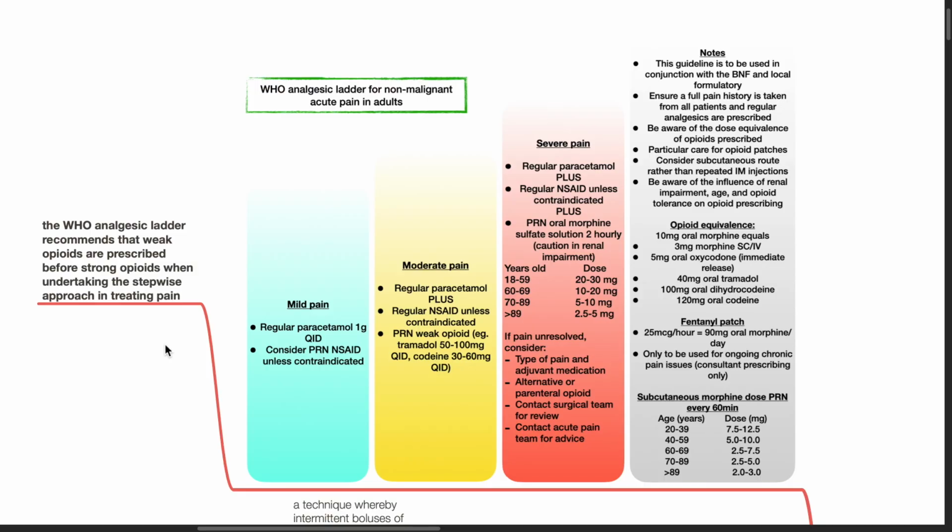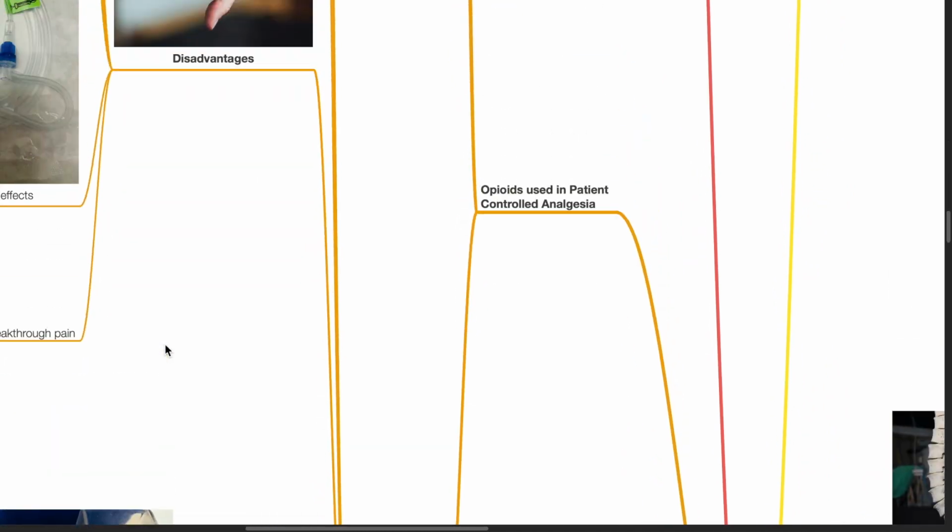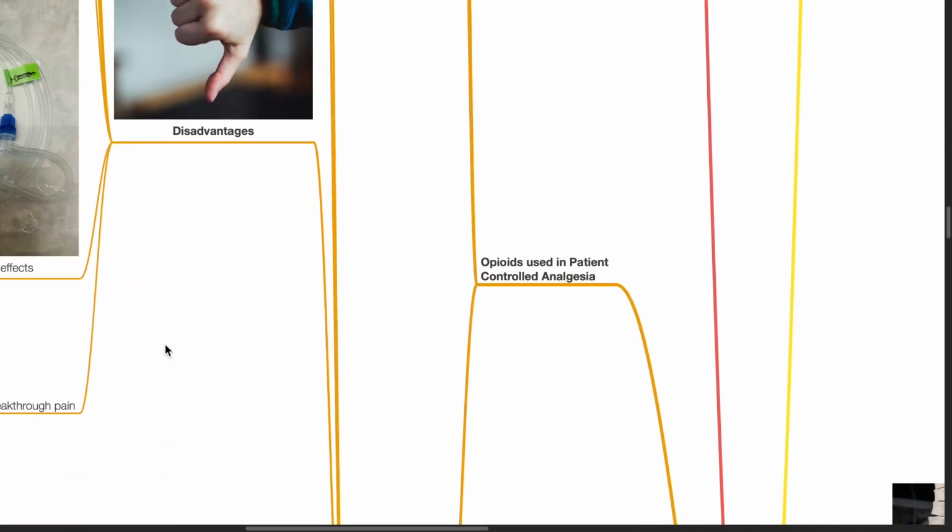The WHO Analgesic Ladder recommends that weak opioids are prescribed before strong opioids when undertaking the stepwise approach in treating pain. Opioids used in patient-controlled analgesia.